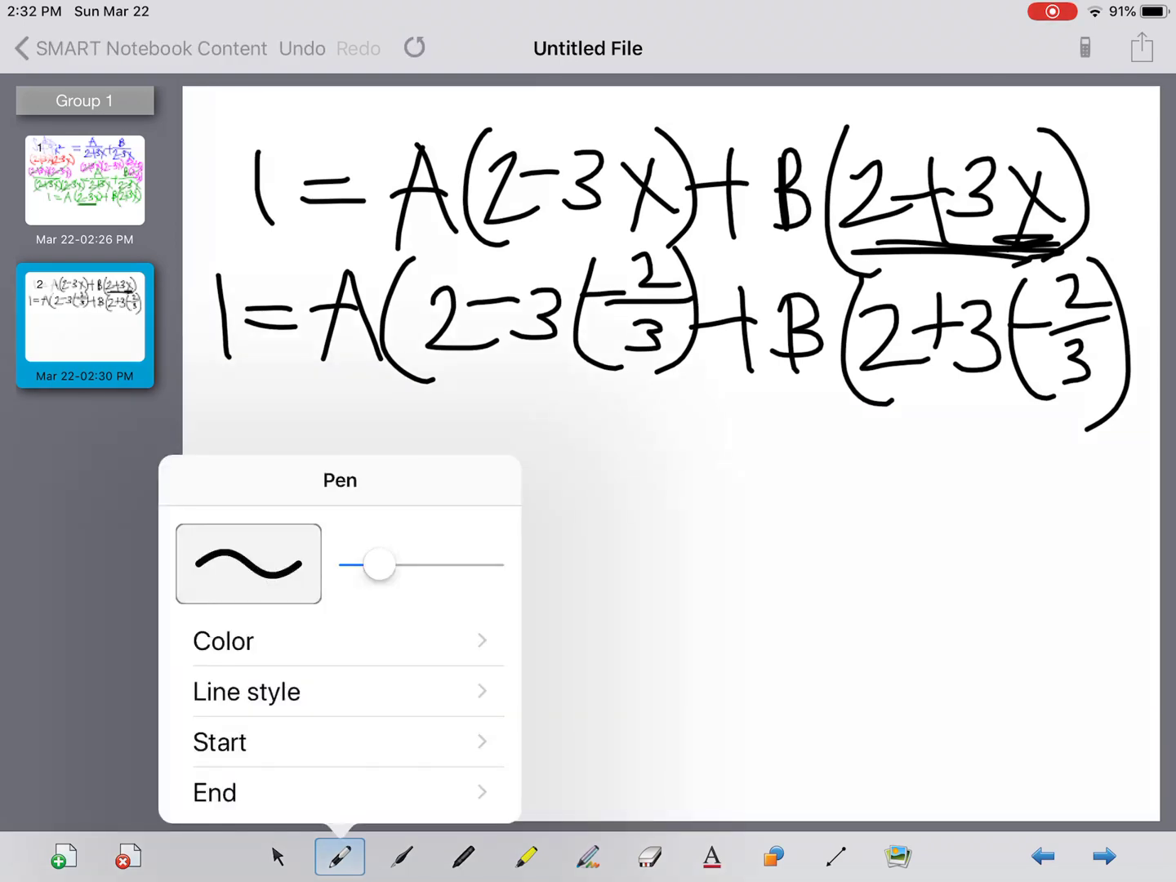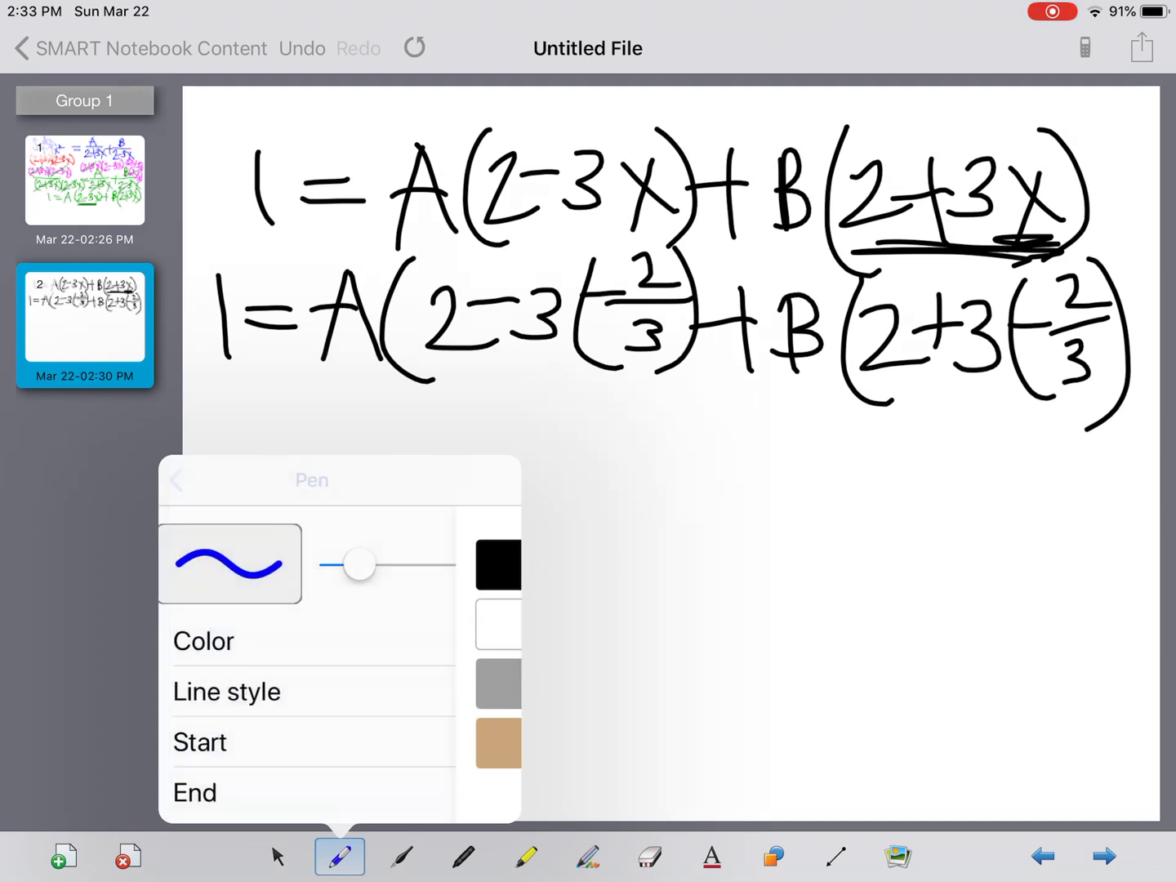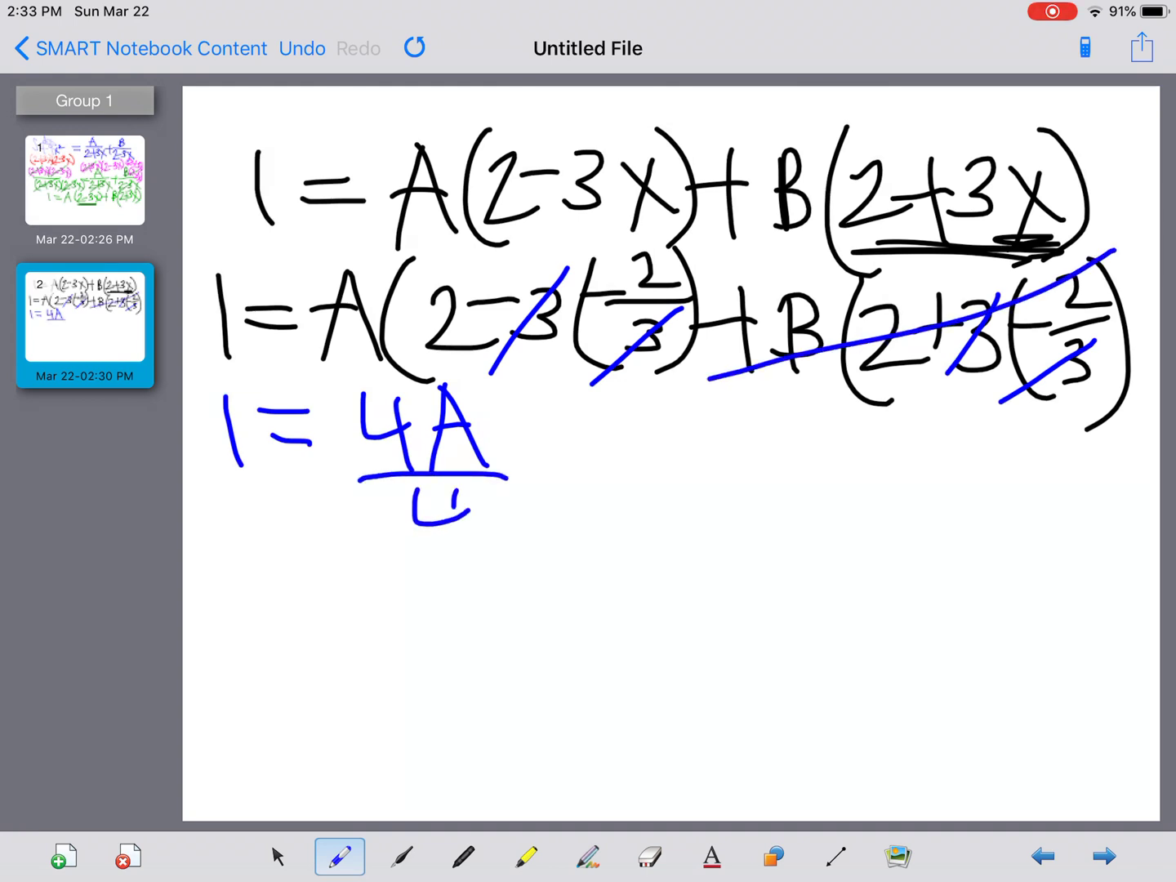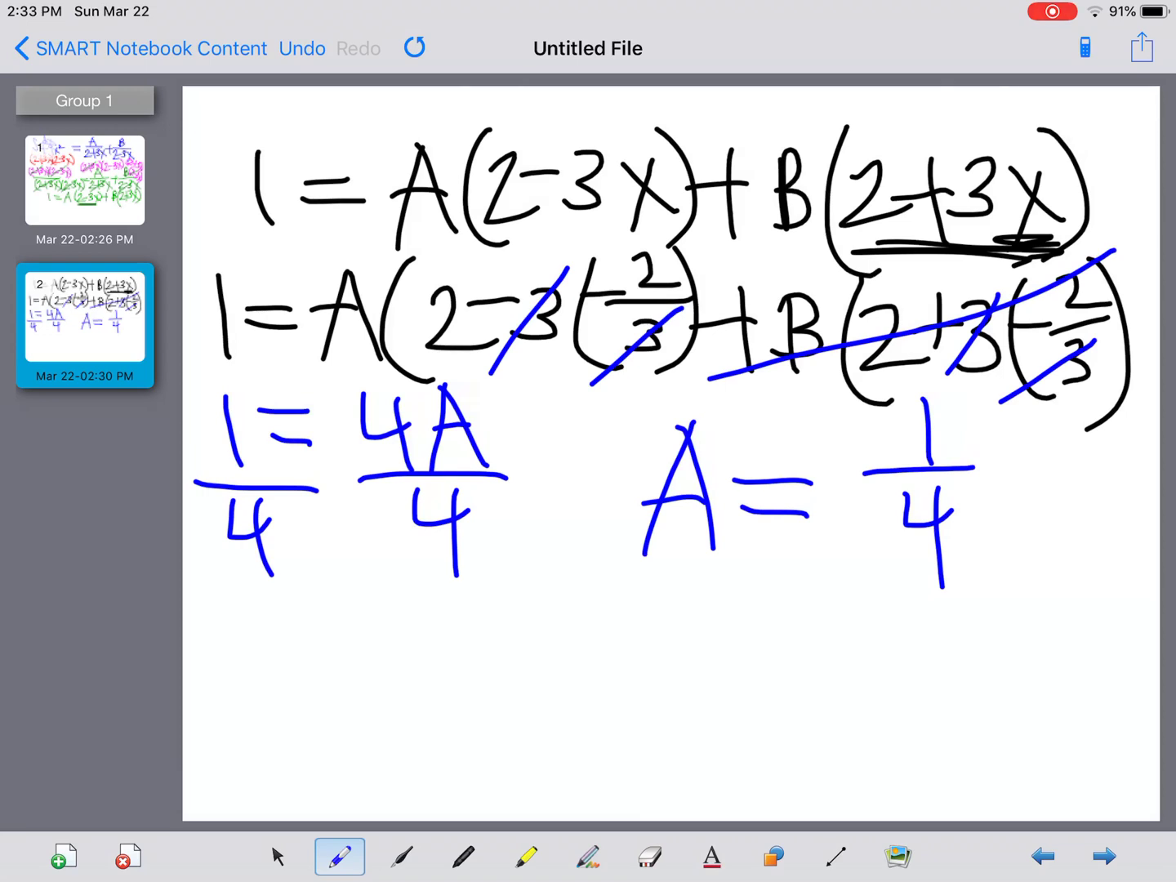In both parentheses, the 3's cancel. Here, that will give you 2 minus a negative 2, which is 4. And here the 3's cancel. 2 minus 2 gives you 0. So the entire second part cancels. So A is equal to positive 1/4.